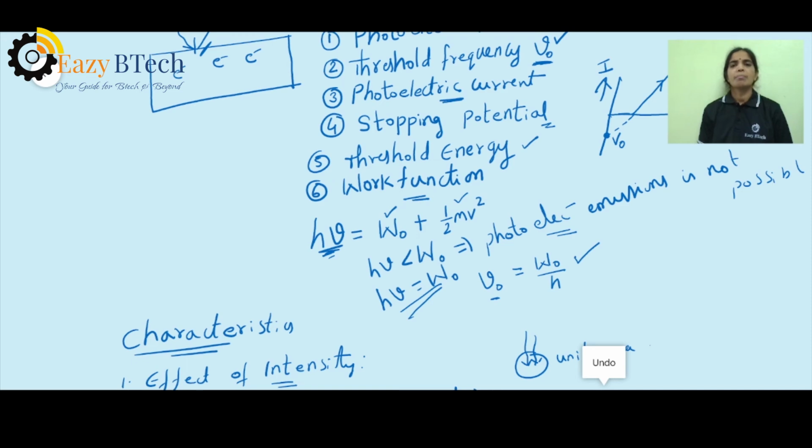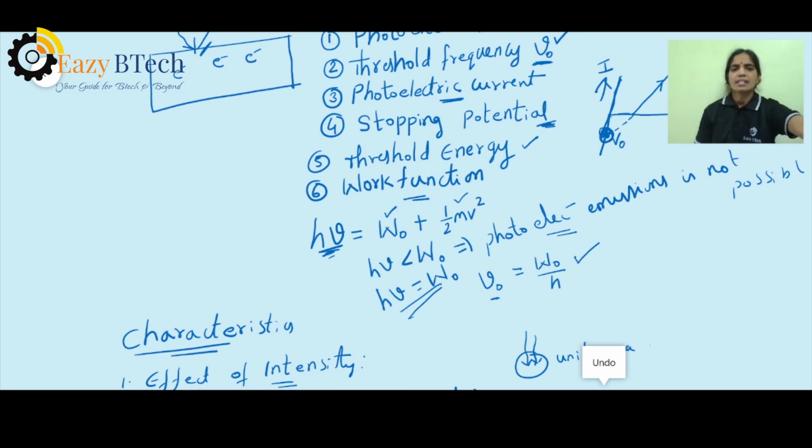These are a few important parameters that we need to learn while going through photoelectric effect. So don't forget this term, stopping potential. What is this? That is the negative potential at which your photocurrent becomes equal to zero. My photocurrent is zero at this position. So this is your stopping potential.